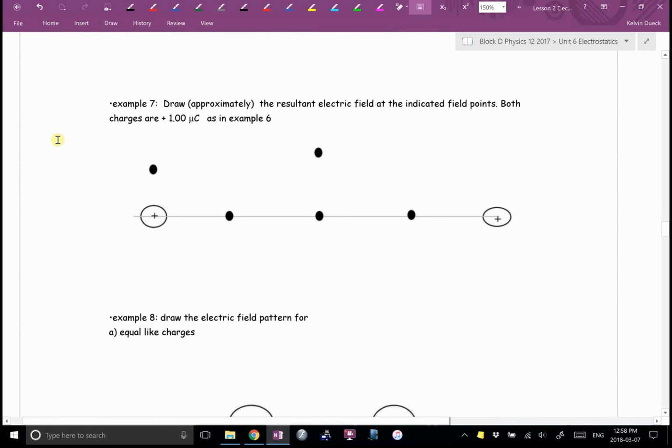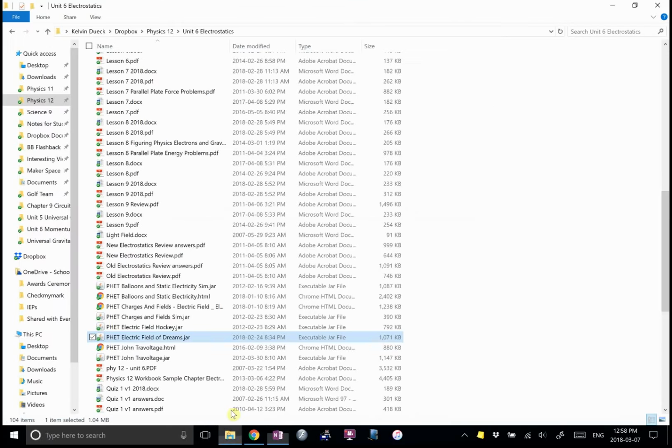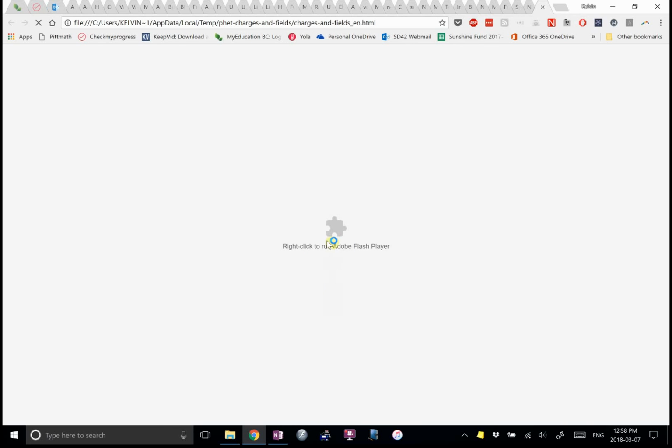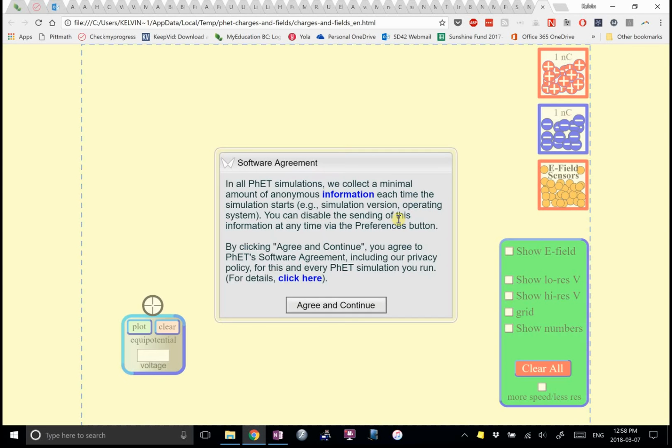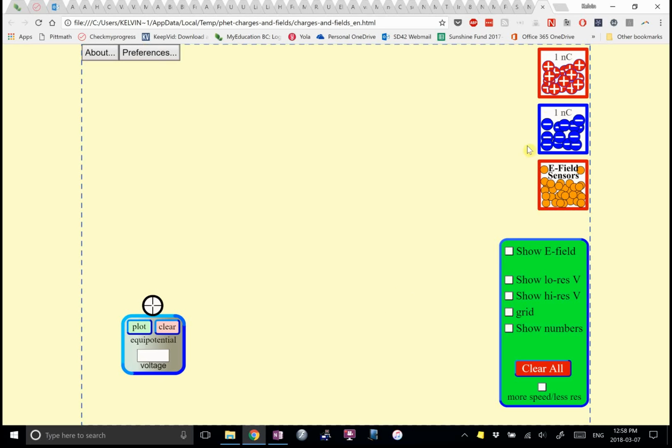Example 7 says, draw approximately the resultant electric field at the indicated points. Both charges are 1 microcoulomb. We can figure this out, because I have a sim. Here is my electric field simulator. So these are nanocoulombs, not microcoulombs, but I think the principle will hold.